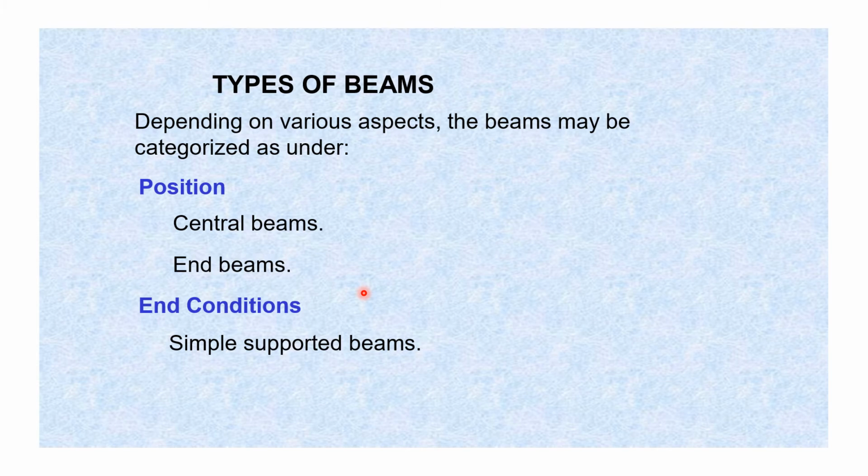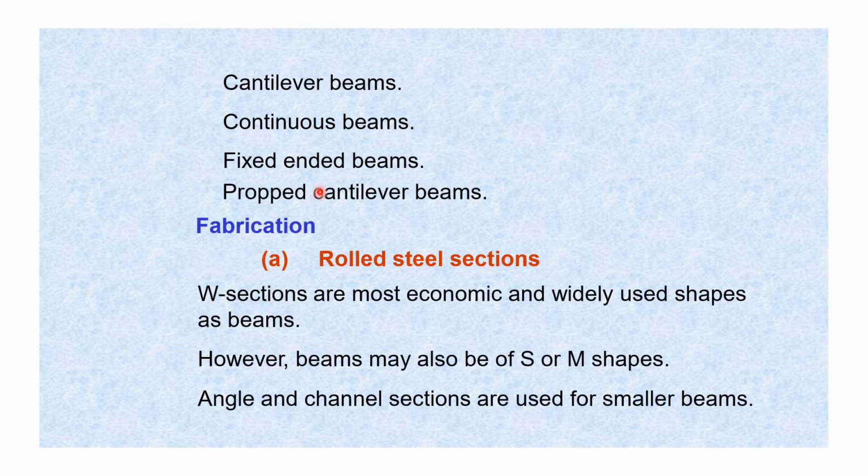Now the types of section with respect to supports or positions. Depending upon various aspects, the beam may be categorized as under position. There are central beams; in the plan view you have seen there are central beams and end beams. Based upon support conditions, the type of beam may be a simply supported beam, cantilever beam, continuous beam, fixed ended beam, or propped cantilever beam.